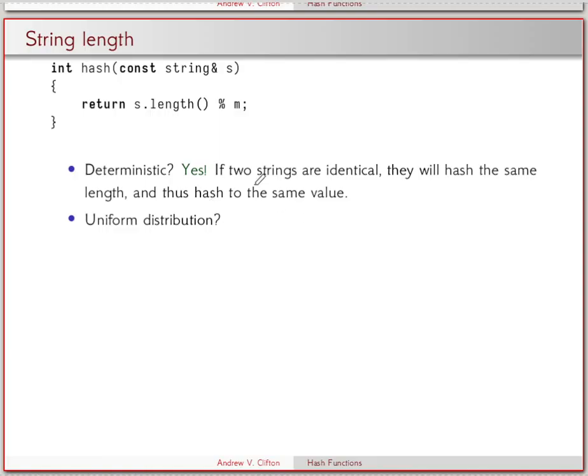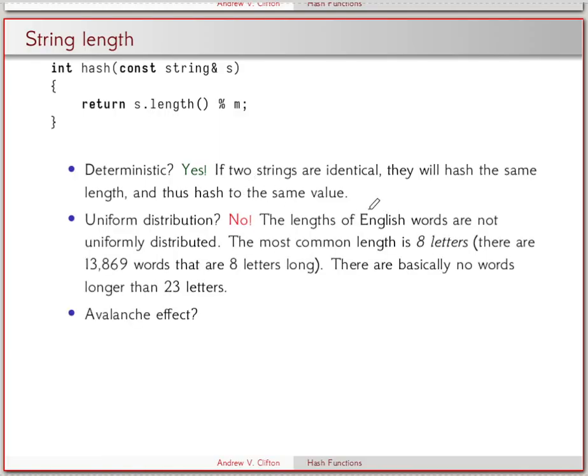So we're basically asking, are the lengths of English words uniform? And the answer is no. The lengths of English words are not uniformly distributed. The most common length, the median length, is 8 letters, or excuse me, that would be the mode if you want to use the statistical term for it. There are about 13,000 words that are 8 letters long. There are lots of words that are short, like 7 or 6 letters. And then the longest word is basically 23 letters long. There's nothing longer than 23 letters, except for some weird protein names that aren't really real words. So we have a very non-uniform distribution if you were to plot a graph of it.